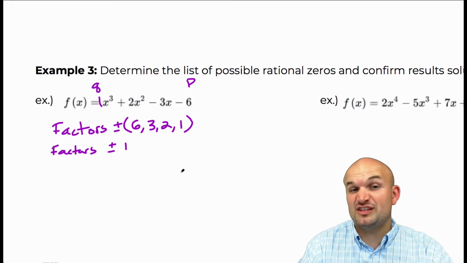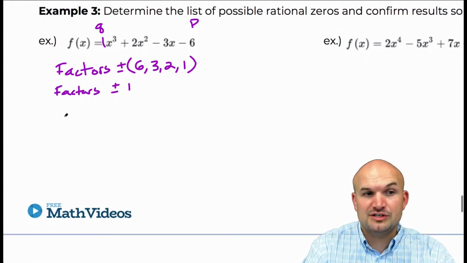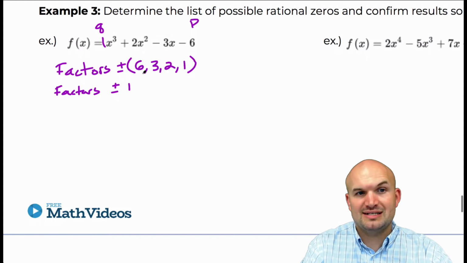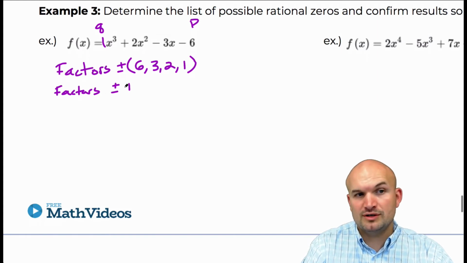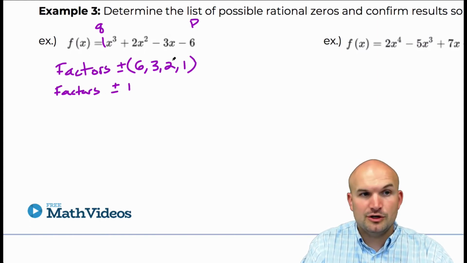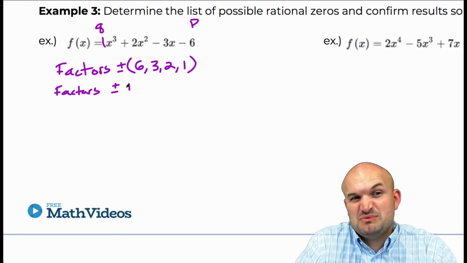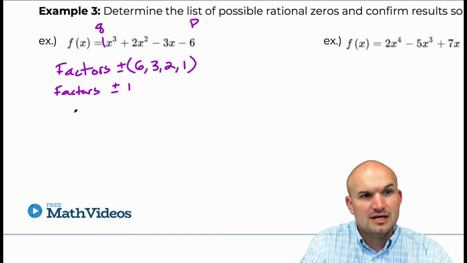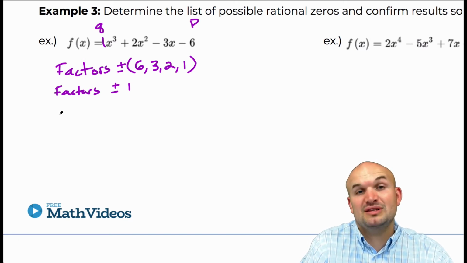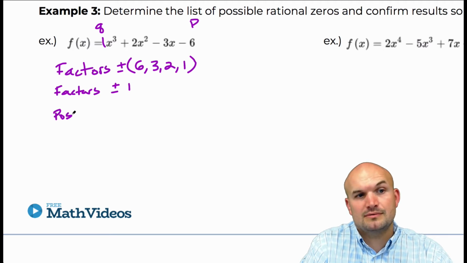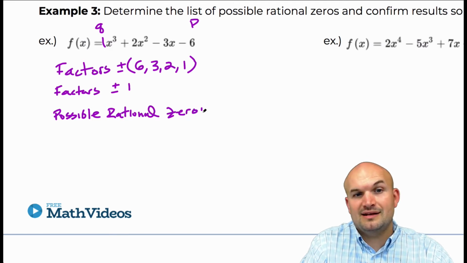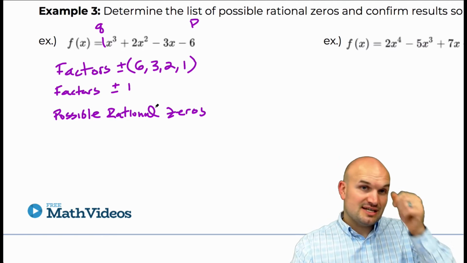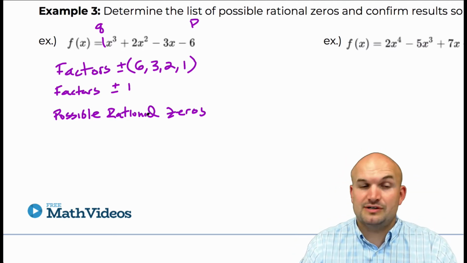To find the list of all the possible factors, all we're going to do is take every possible factor of your P over the possible factors of your Q. This one's pretty nice because everything's over 1, but I'm still going to list them out so you can see. So that means my list of possible rational zeros. Again, this doesn't tell you what the zeros are. This just tells you what is possible for your rational zeros, okay?